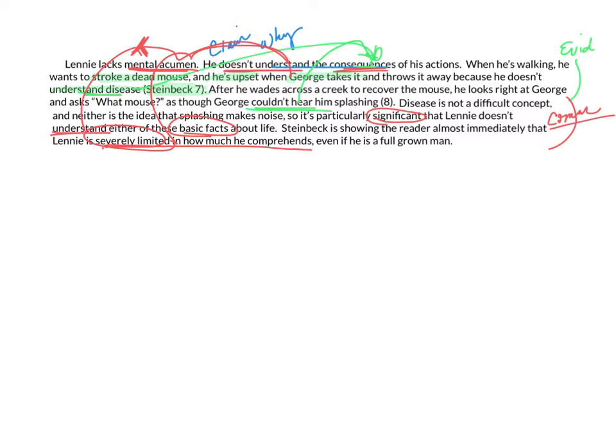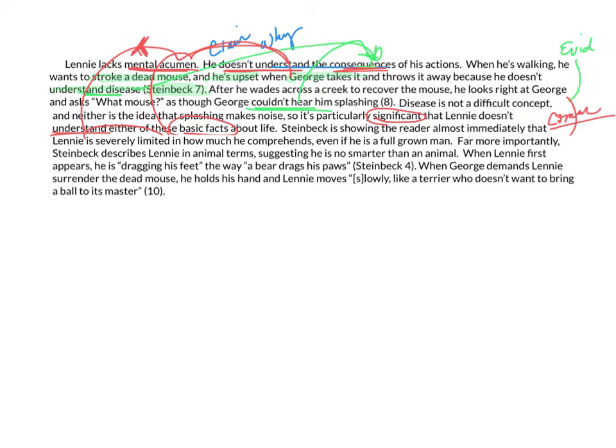So we're still in the paragraph about Lenny lacks mental acumen. So we need another claim, another reason why he's not mentally all there. Once we have that claim, then we need evidence. Only after we have those pieces can we start talking commentary.